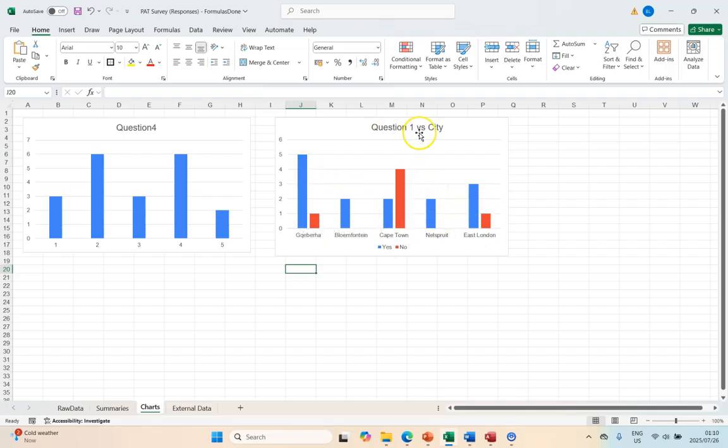Now, that obviously depends on your question and what it means, but you can then say, well, in this case, Cape Town is more likely to say no. That could relate to this, or why is that? Why did you think that that is true? Hopefully by understanding what question one is, you can get a better understanding of that.